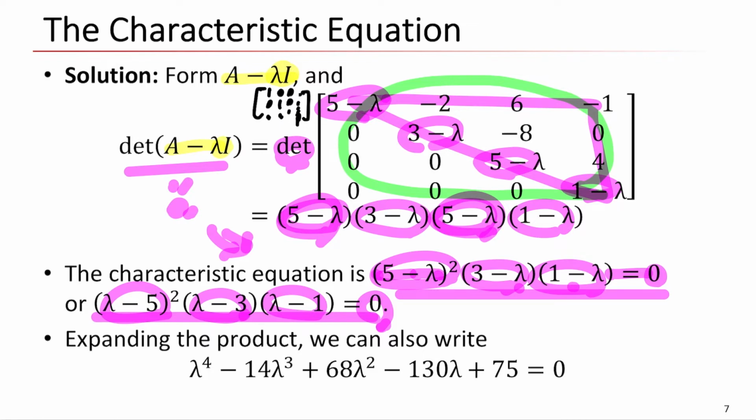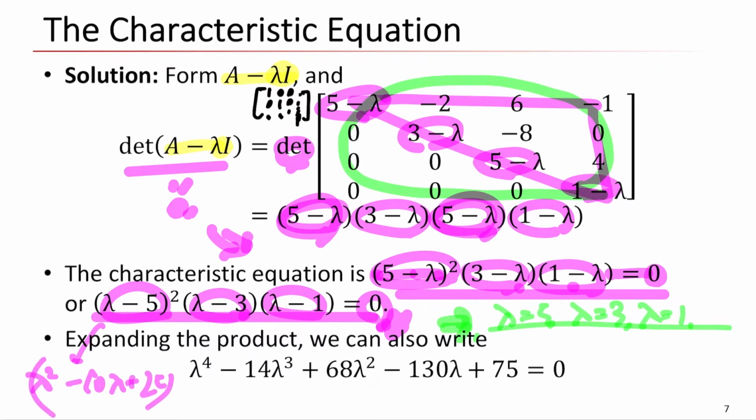To find the eigenvalues, we have to find the solutions of this equation, right? It's very easy: lambda is 5, lambda is 3, lambda is 1. It's very easy. And then if we expand this product, we can also write this characteristic equation in polynomial form, something like this, right?